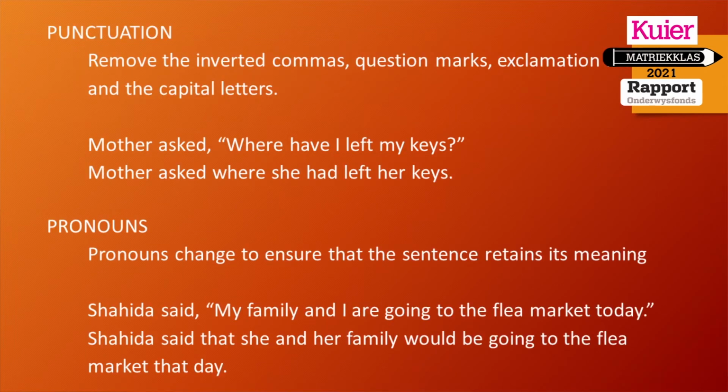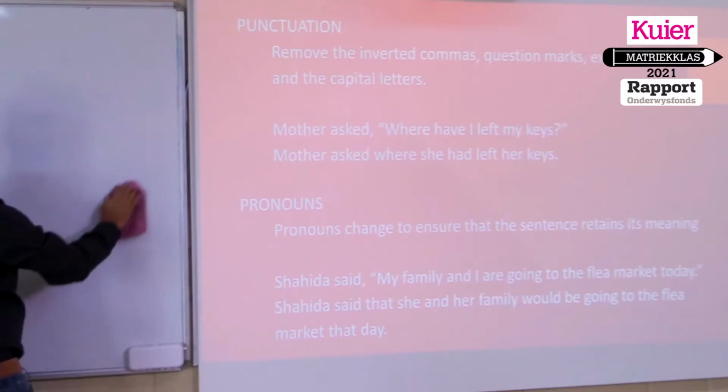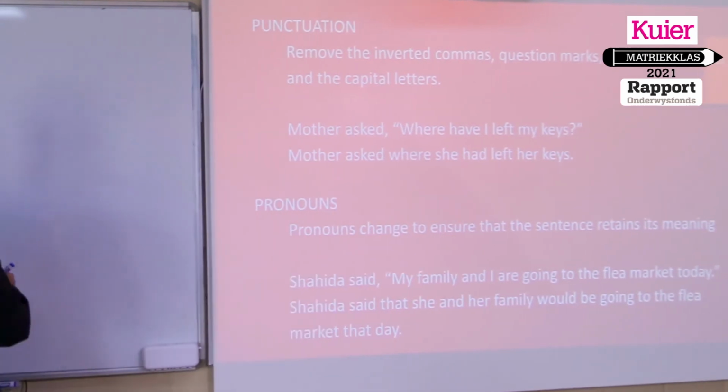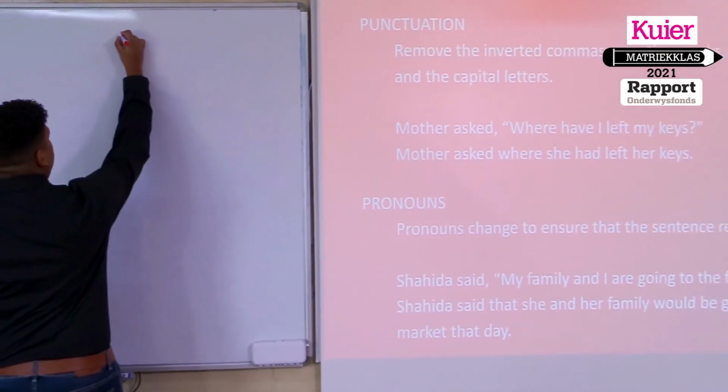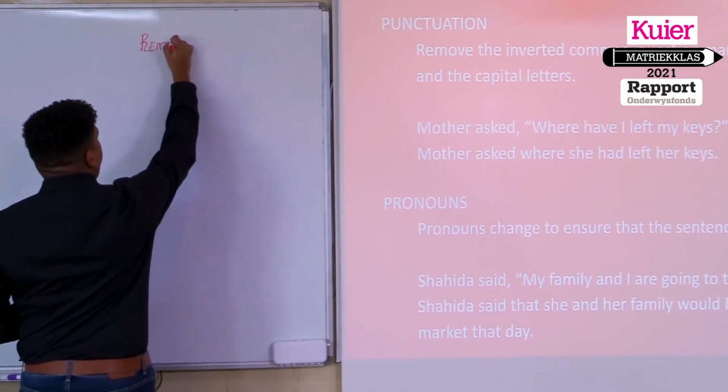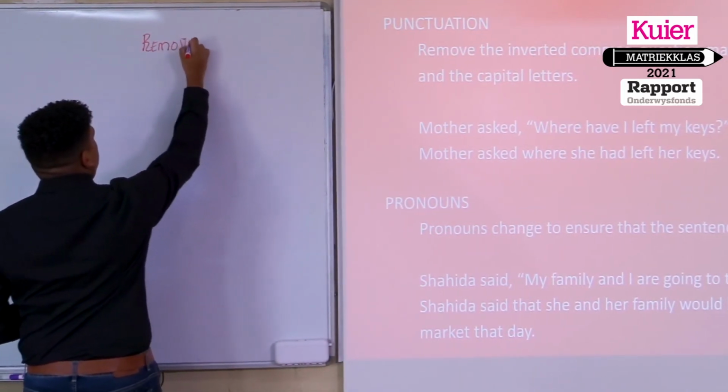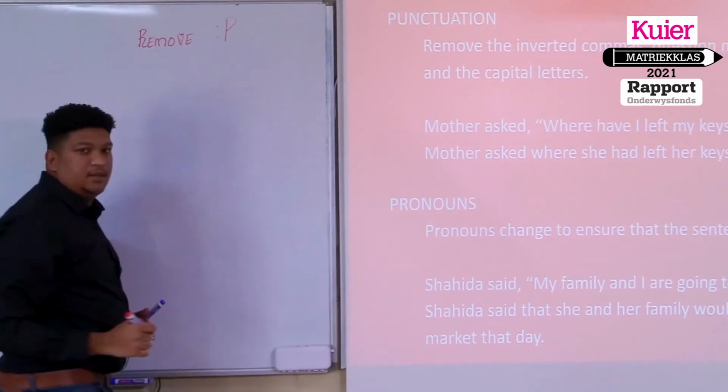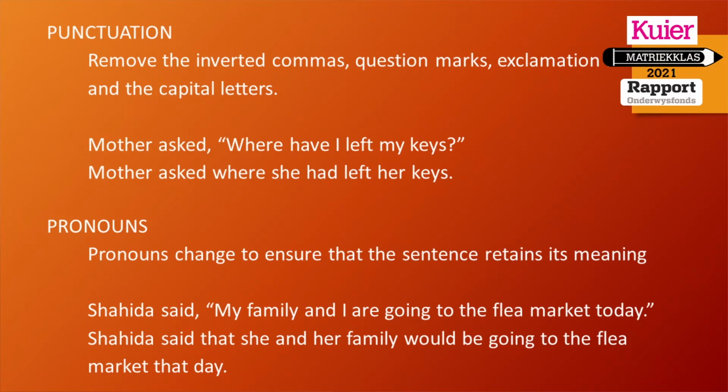Look at this. We must remove the inverted commas, question marks, exclamation marks, and the capital letters. Now, I identify this as follows. I need to tell myself, I need to take away certain things. So in my mind, I create this idea. I must take away, going from direct to indirect speech. So, I remove. What do I remove? A P. What's the P? Punctuation. So the sentence, Mary asked, "Where have I left my keys?" I must take away punctuation marks. It needs to come away.